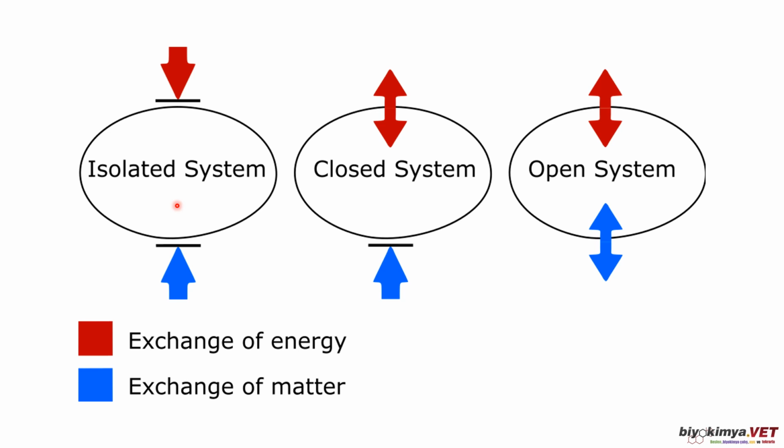Another example, if the piston and the cylinder arrangement in which the fluid like air or gas is being compressed or expanded is insulated, it becomes an isolated system. And so there is no exchange of energy and matter.